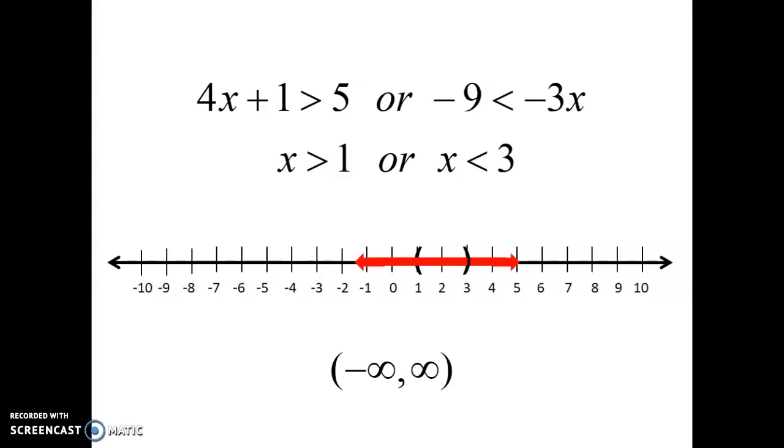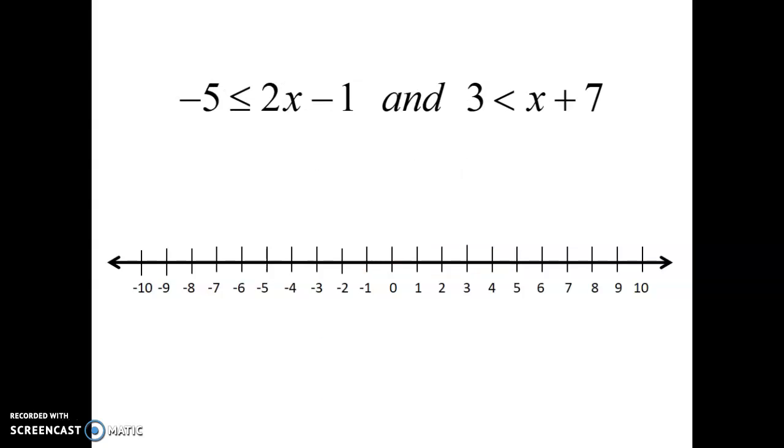All right. Let's try another one. Again, pause the video and solve the inequalities for x. So hopefully you paused the video and you're back.